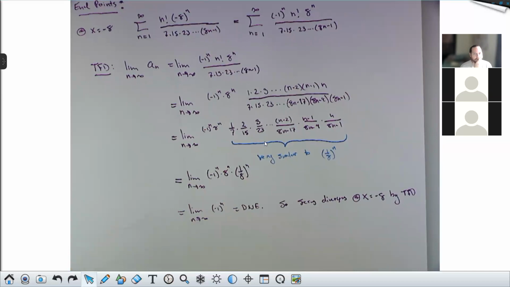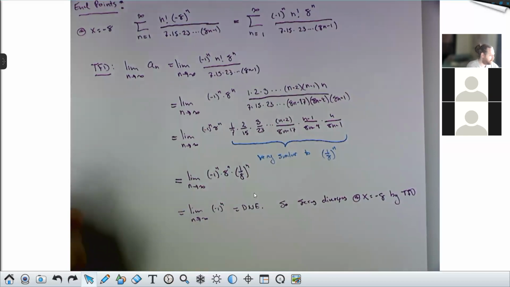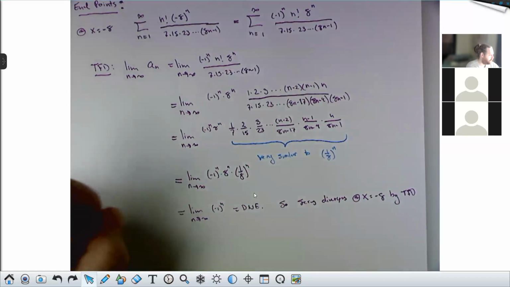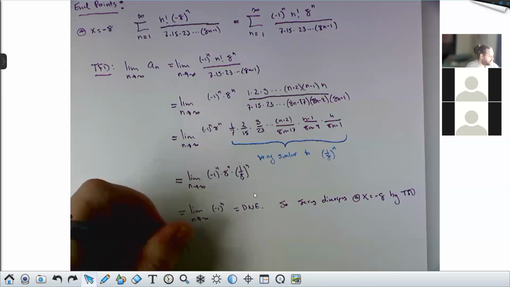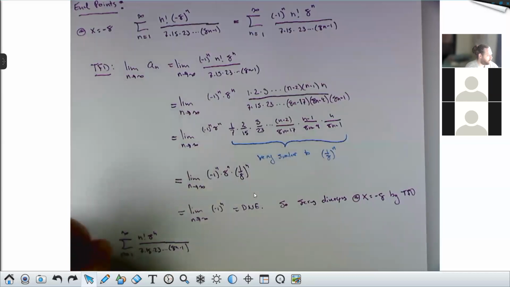And without the -1 to the n, we would get the same thing. We would just get 1 out, right? Yeah. So at x equals 8, our series is sigma n from 1 to infinity, n factorial 8 to the n over 7 times 15 times 23 up to 8n minus 1. And the TFD limit here, again, not at all obvious.